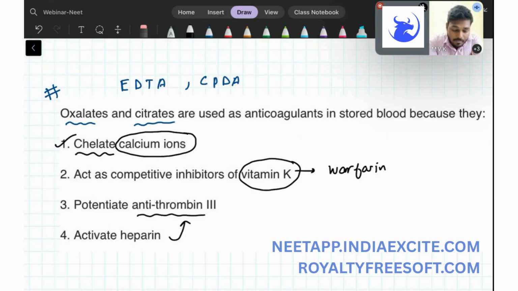That's the reason. So EDTA and CPDA are the major anticoagulants that are used, and their function is to chelate the calcium ions, which is an essential clotting factor, for anticoagulation. I hope you got some idea with this question.